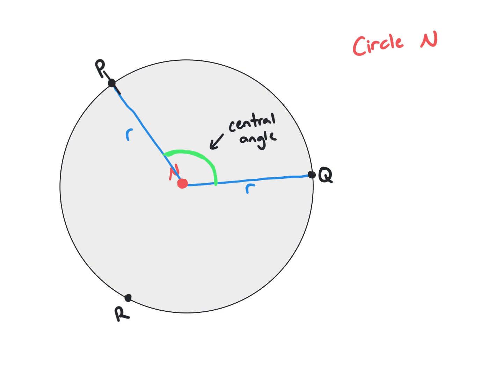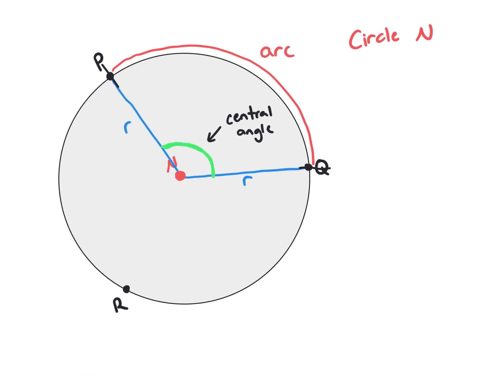Now I'm going to talk about intercepted arcs. What that means is these angles formed by the radii create these arcs. So, go ahead and draw that. This is called an arc, from one point from the radius to the other point. Along with this other side, we can also call this an arc.